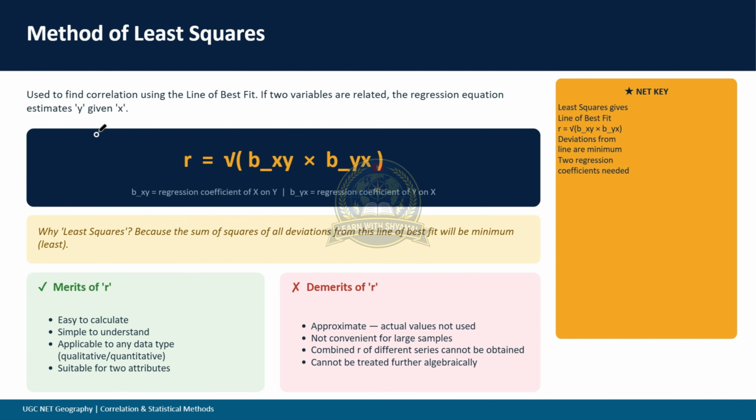Method of least squares: used to find correlation using the line of best fit if two variables are related. The regression equation estimates y given x. This is the formula. Why least squares? Because the sum of squares of all deviations from this line of best fit will be minimum, least. Merits of the least squares method: easy to calculate, simple to understand, applicable to any data type, qualitative and quantitative, suitable for two attributes. Demerits of r: approximate, actual values not used, not convenient for large samples, combined r of different series cannot be obtained, cannot be treated further algebraically.